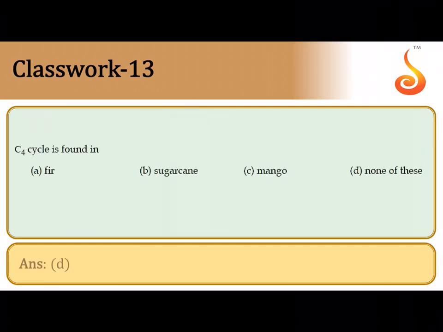C4 cycle is found in sugarcane. We have already discussed about this. Okay, so the answer is sugarcane. It should be B.